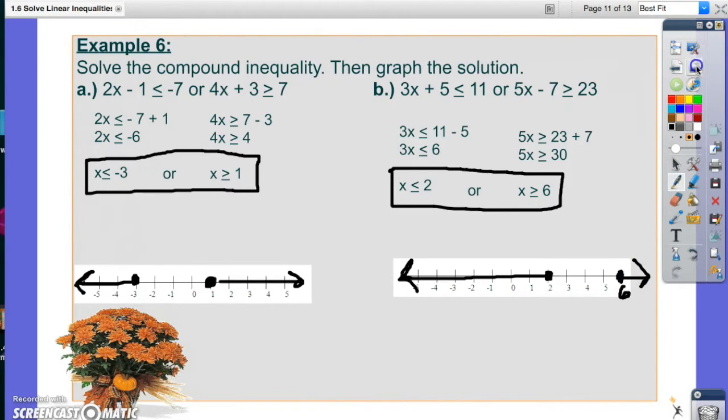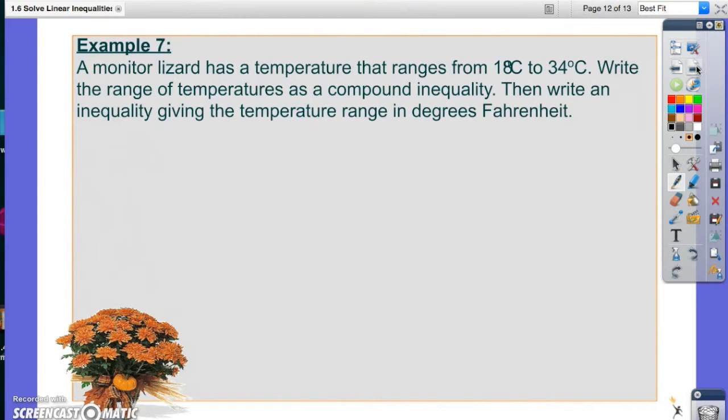And the last kind of problem we're going to take a look at is another word problem. And this one's going to deal with the compound inequality, all right? So it says a monitor lizard has a temperature that ranges from 18 degrees Celsius to 34 degrees Celsius. Write the range of temperatures as a compound inequality, and write an inequality given the temperature range in degrees Fahrenheit. All right.